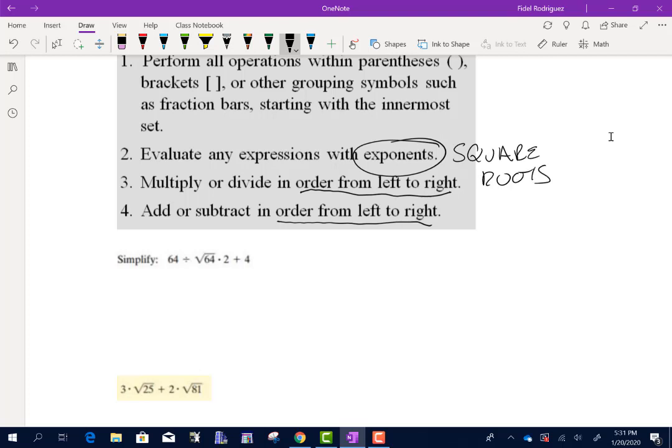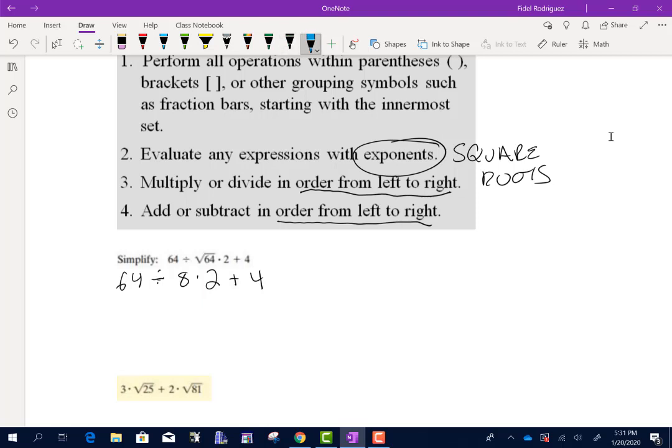All right, so let's go ahead and simplify that. I'm going to write out the entire problem: 64 divided by, well, the square root of 64 is 8, times 2 plus 4. Okay, so now we did step number 2. We simplified our exponents and our square roots. Now we're going to go to step number 3. We have to multiply or divide in order from left to right.